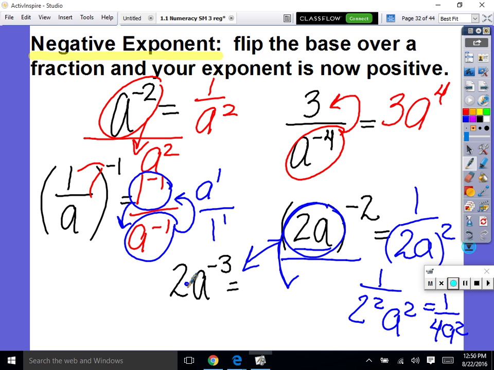Okay, and last one. 2 times a to the negative 3. This is what people do. They'll say, oh, 2 is connected, so we're going to flip all that. Wrong. Isn't this 2 to the positive 1 power? Yes. 2 to the positive 1 is not a negative exponent, so we only flip the part that has the negative exponent. So this would be 2 over a cubed. This should not be new to you guys. This you should have learned last year. Are we all comfortable? Okay, let's do some harder examples here.